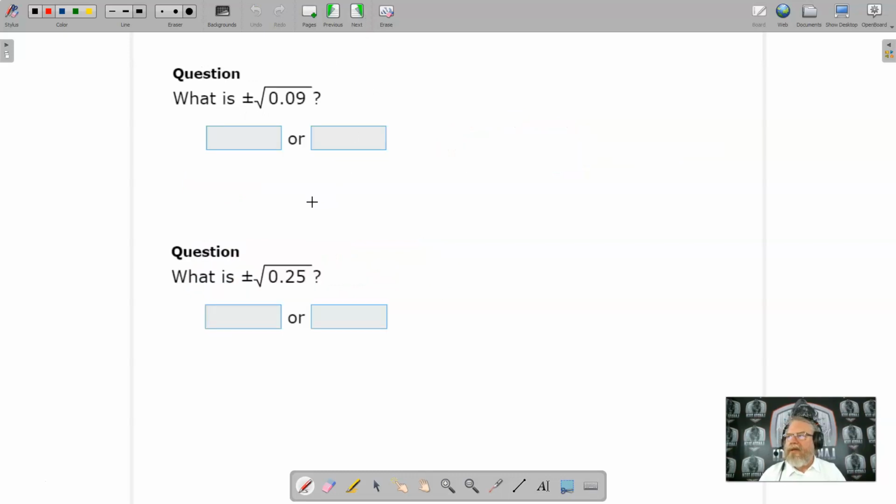On the next one, what is the plus or minus square root? So we're going to have a negative root here and a positive root. Now this is a decimal. And you're thinking, well, what if it were 9? If it were just the square root of 9, square root of 9 equals 3.